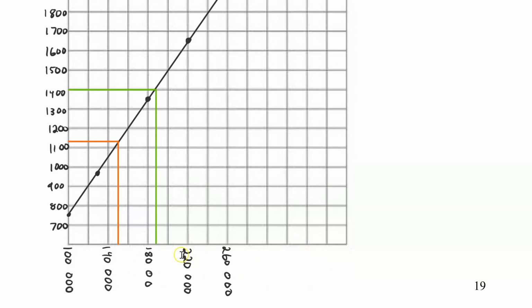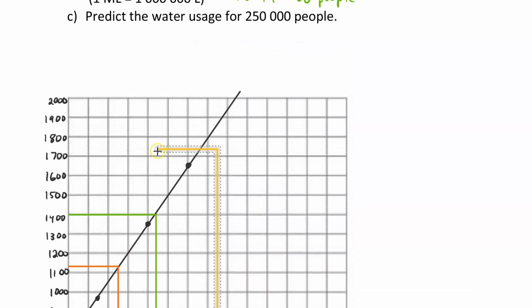For C, it says predict the water usage for 250,000 people. Now our last one here is we have to go down to where, well, 250,000 would be found right in the middle there. Go with yellow this time. Use my tool again. And if you don't have this tool, you'd just be using a ruler. Just get this right on our spot, right in the middle. Moving up from 250,000 people. And where it touches the line right there, extended over to my y, which is right about there.